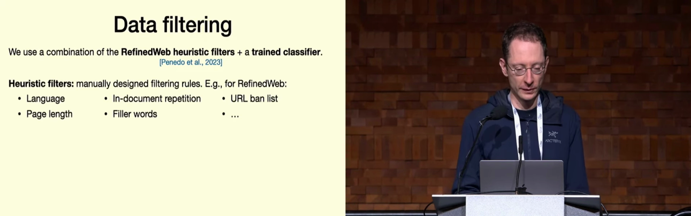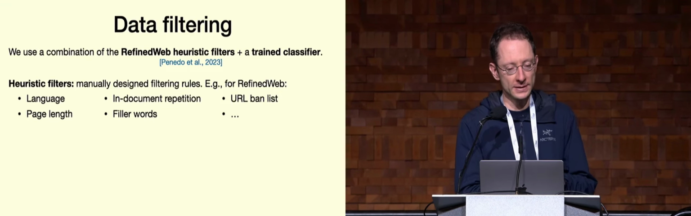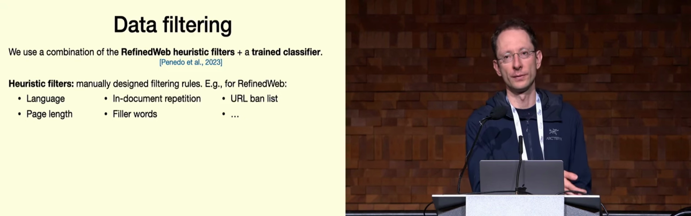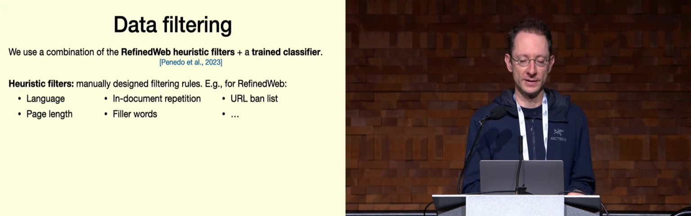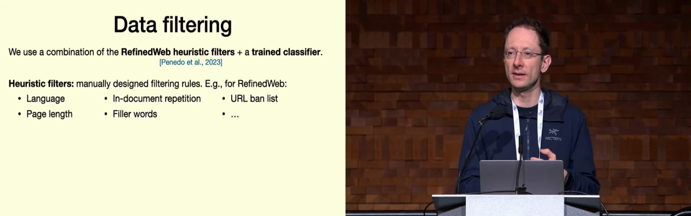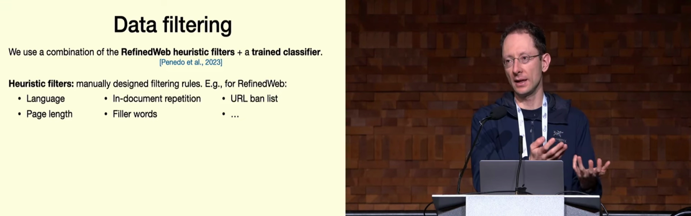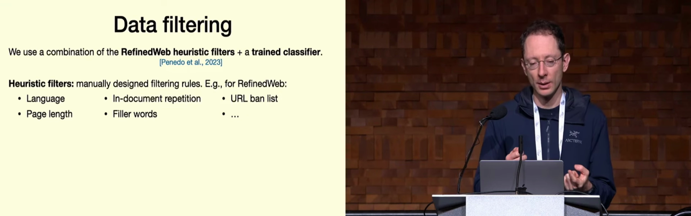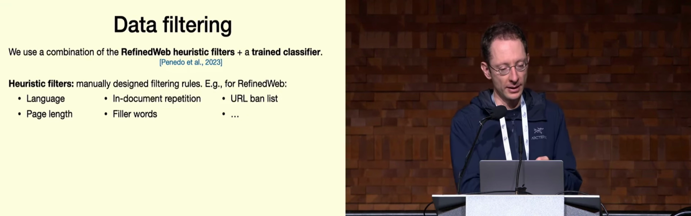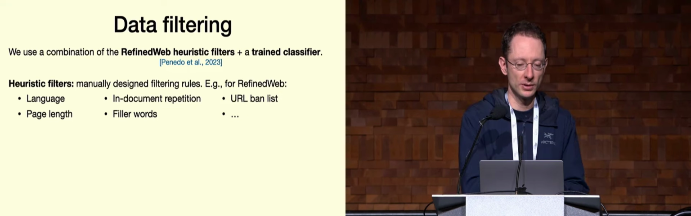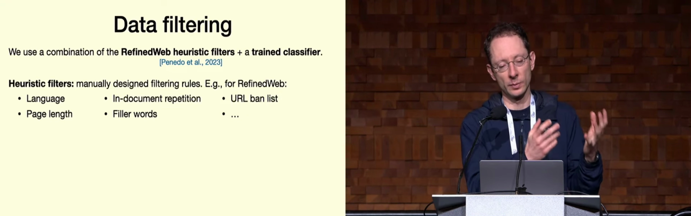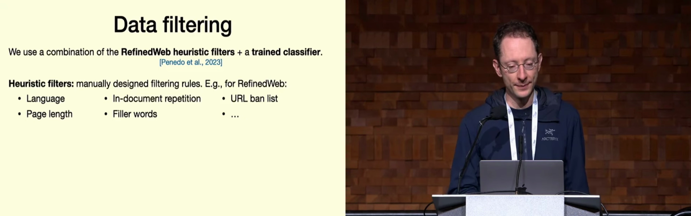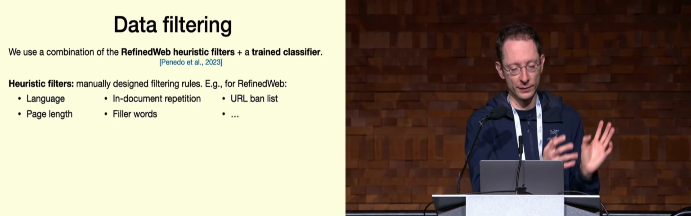Let's be a little bit more specific. What do I mean by heuristic filters? These are manually designed rules to remove some of the training data where a researcher decided, this looks like low quality data, let's remove data like that from the training corpus. Some examples for these heuristic filters are language-based filters, page length, in-document repetition, filler words, they have a specific URL ban list, and so on. So this is all important to get rid of some of the data.